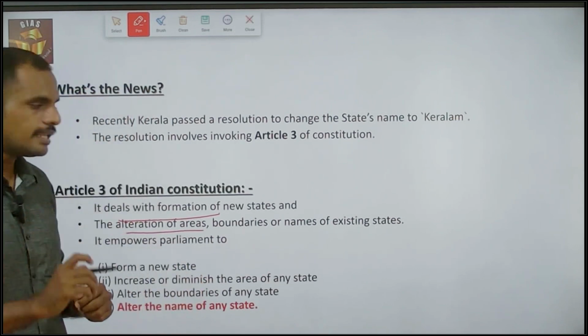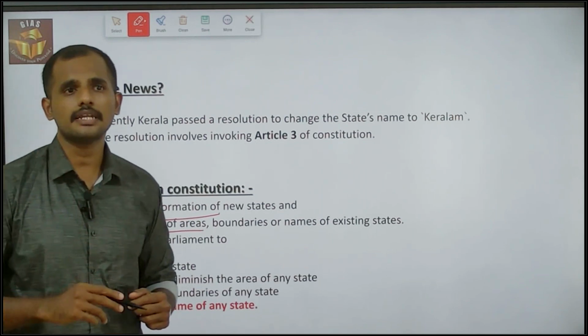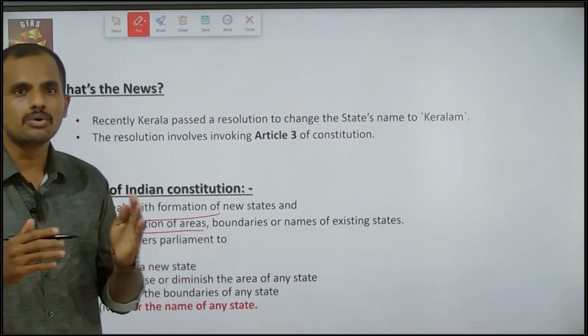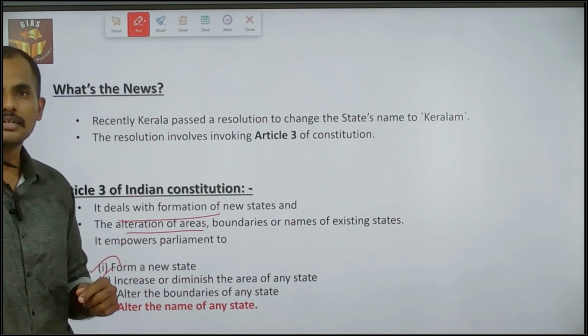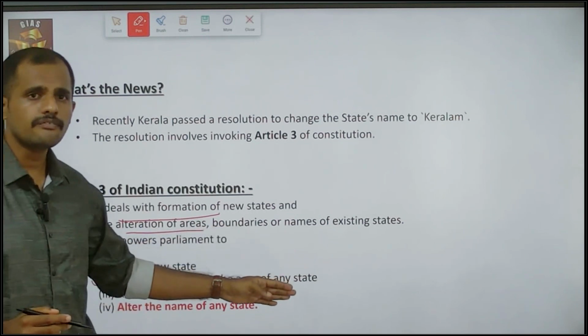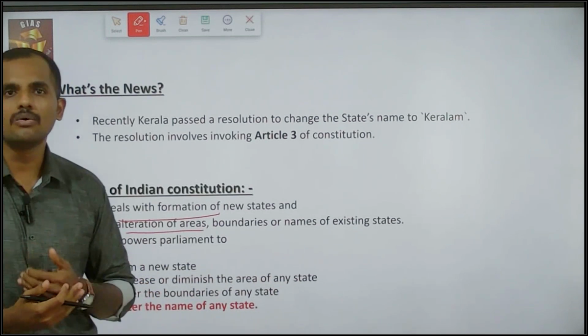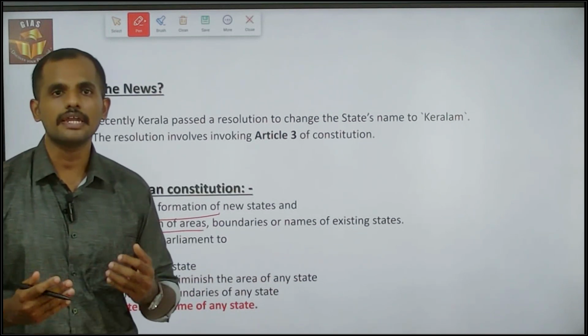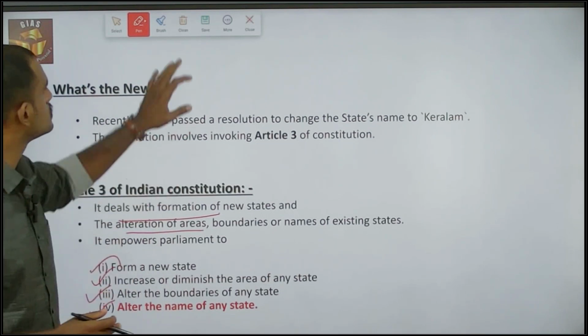It empowers the Parliament to form a new state from an already present state or by combining two or more states, and it also empowers the Parliament to increase or diminish the area of any state, to alter the boundaries, as well as to change the name of any state. So this is what Article 3 of the Constitution is.